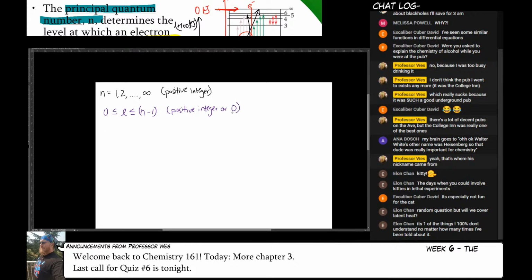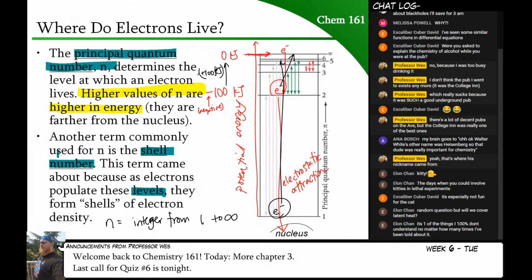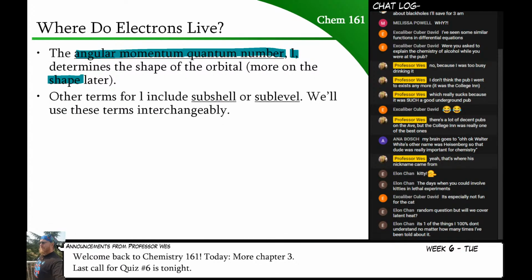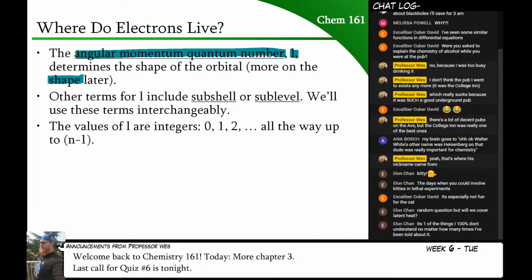L is also a positive integer, or it could be 0. So the range of values for L is allowed to be between 0 and n minus 1. In other words, it could be 0, 1, 2, 3, 4, all the way up to whatever n minus 1 is. So infinity minus 1, which is infinity, of course, is the upper bound of this equation.